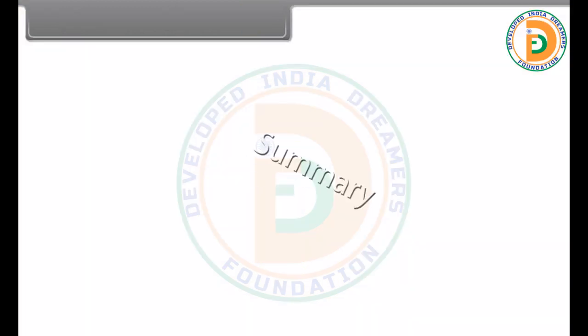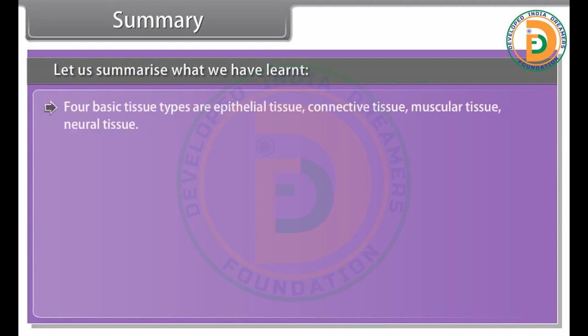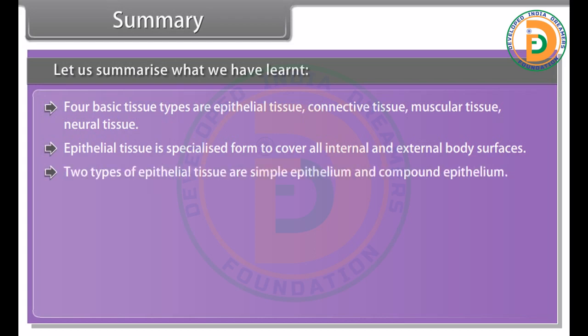Summary. Let us summarize what we have learned. Four basic tissue types are epithelial tissue, connective tissue, muscular tissue, and neural tissue. Epithelial tissue is specialized to cover all internal and external body surfaces. Two types of epithelial tissue are simple epithelium and compound epithelium.